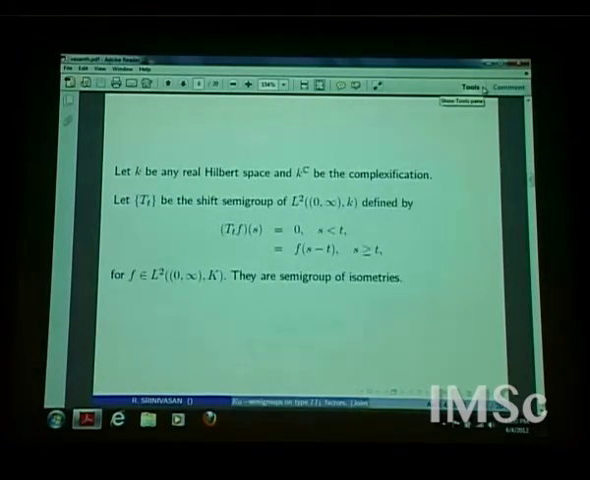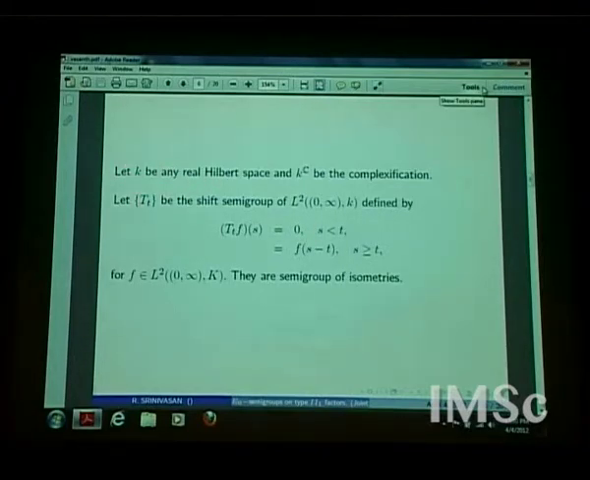So let me give examples of E0 semigroups. I'm going to give two examples, and there are some things I'm going to use in common for both examples, so let me fix that. Small k is a real Hilbert space.